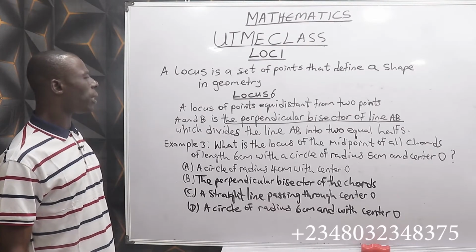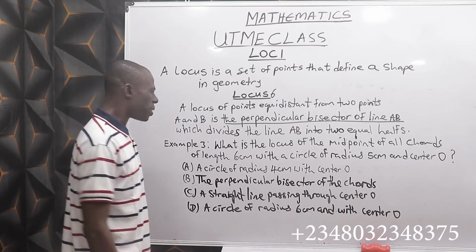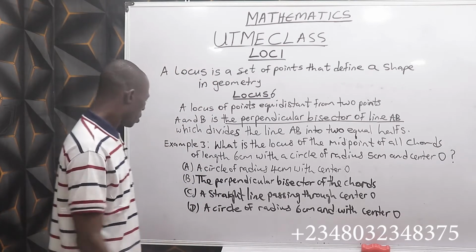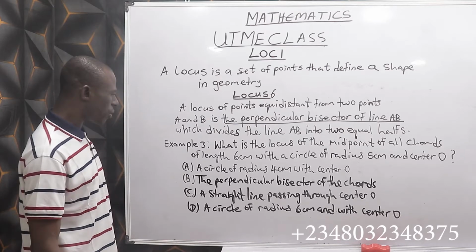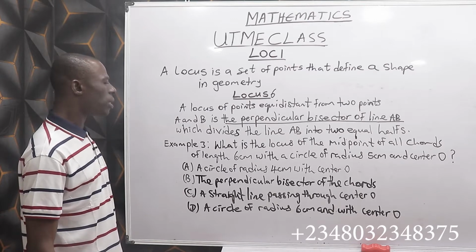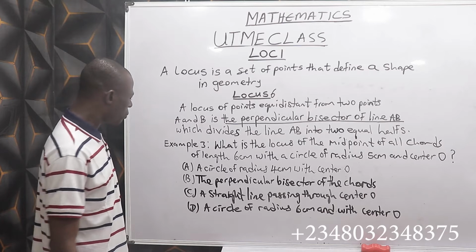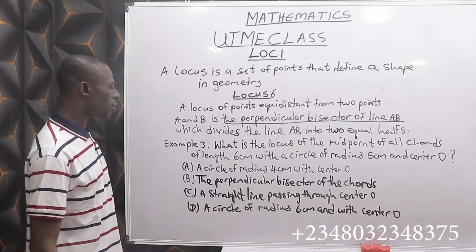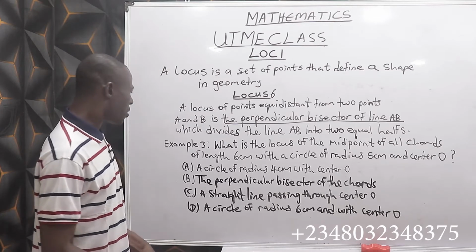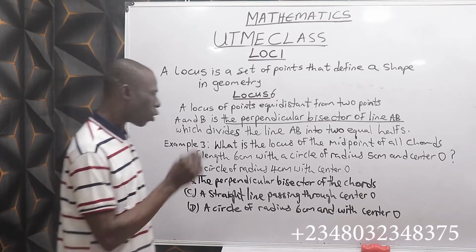What is the locus of the midpoint of all chords of length 6 cm within a circle of radius 5 cm and center O? Option A, a circle of radius 4 cm with center O. B, the perpendicular bisector of these chords. C, a straight line passing through center O. D, a circle of radius 6 cm with center O. The correct answer there is option B, the perpendicular bisector of the chords.